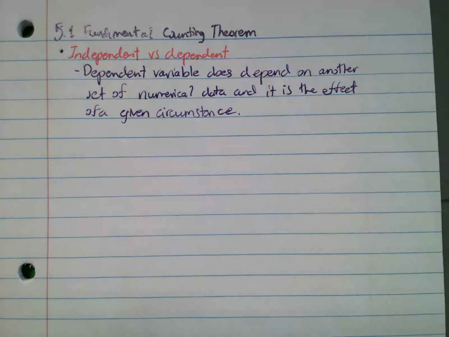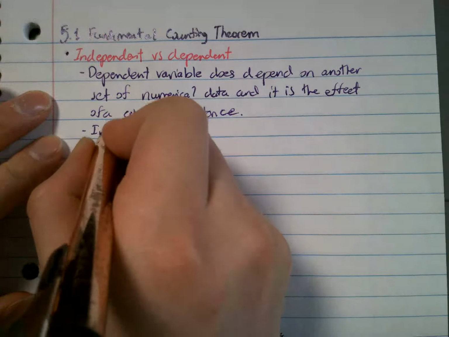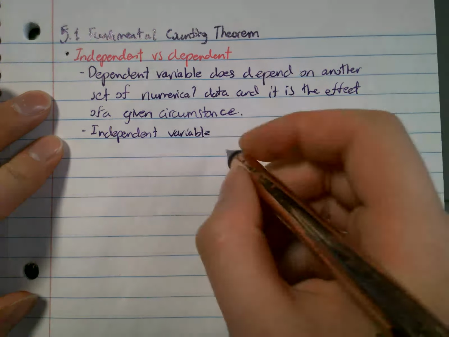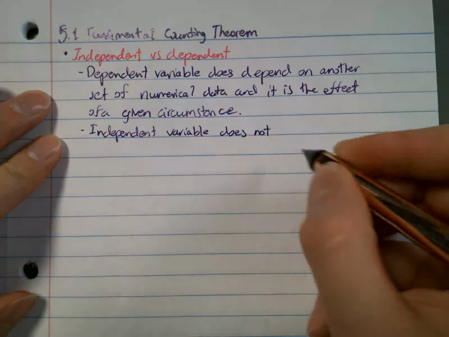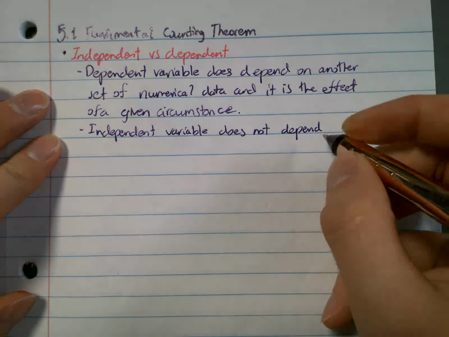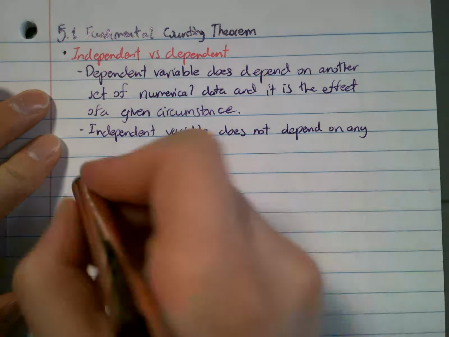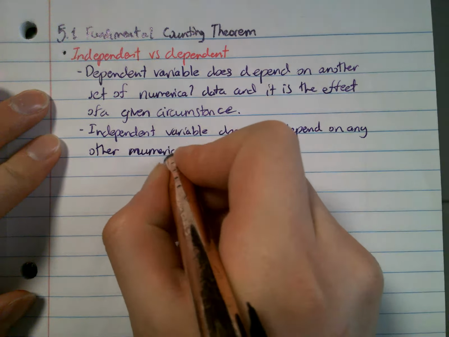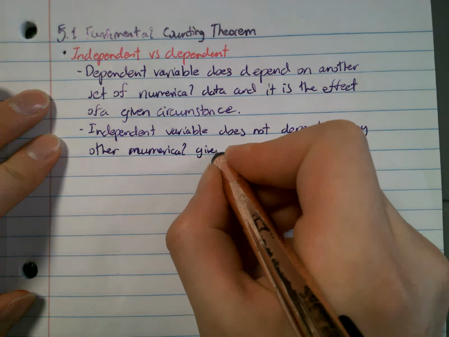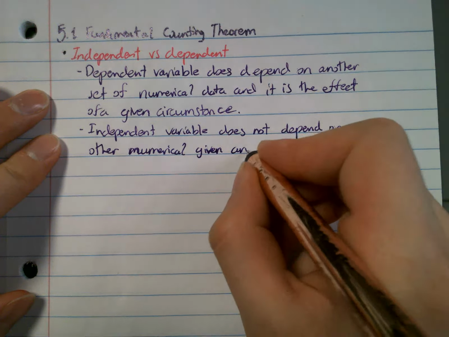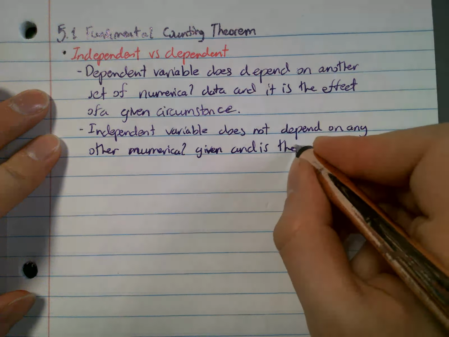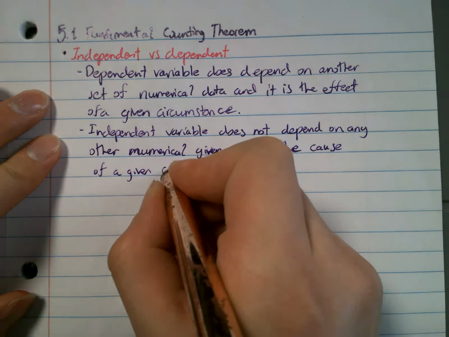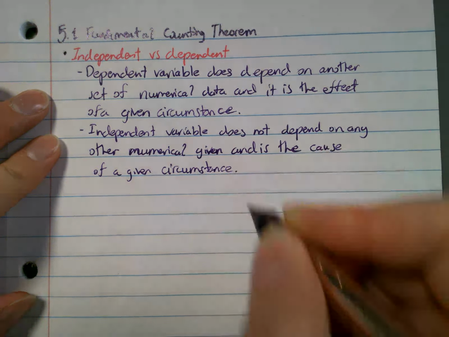Sorry for the interruption. So, now an independent variable, in contrast, does not depend on any other numerical data, and is the cause of a given circumstance. There you go. All right.